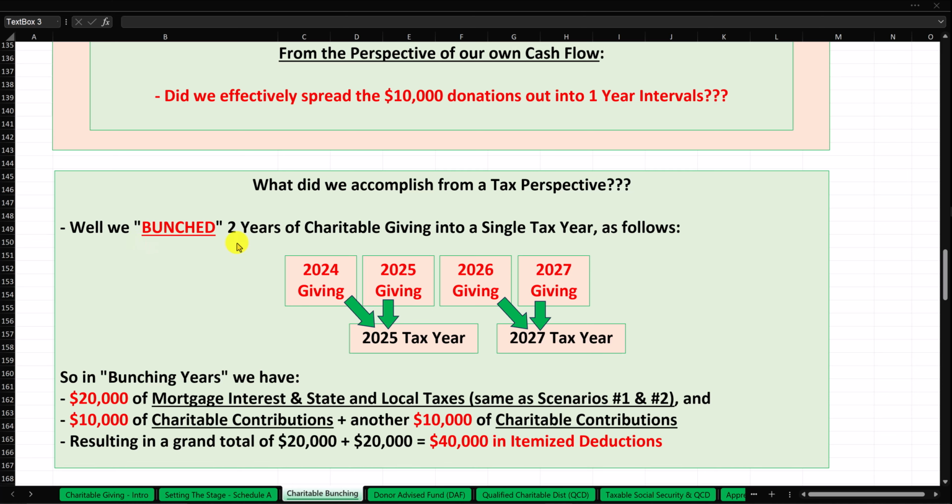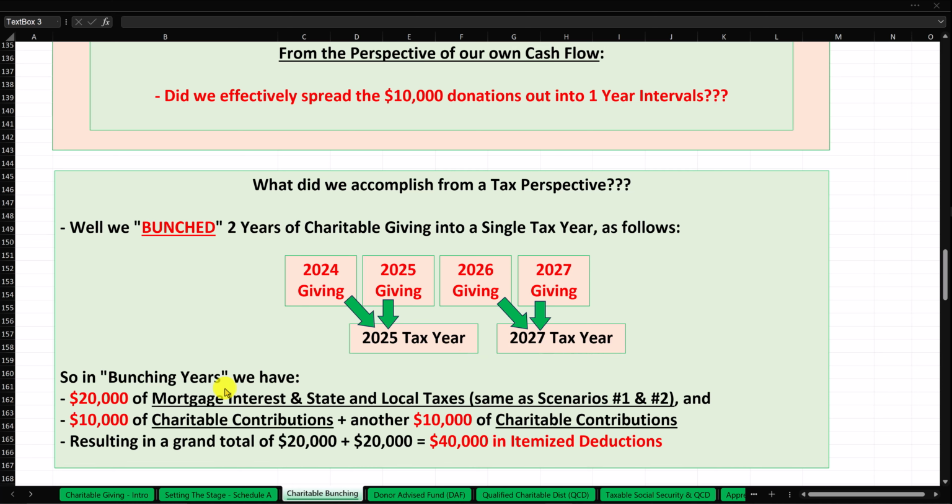Well, we bunched 2 years of charitable giving into a single year, and we did it multiple times as follows. We did our 2024 giving on the first day of 2025, and then we did our 2025 giving on the last day of 2025, so we bunched 2024 and 2025 giving into the same tax year, 2025. Then we did the exact same thing again here. We did our 2026 giving on the first day of 2027, and we did our 2027 giving on the last day of 2027.